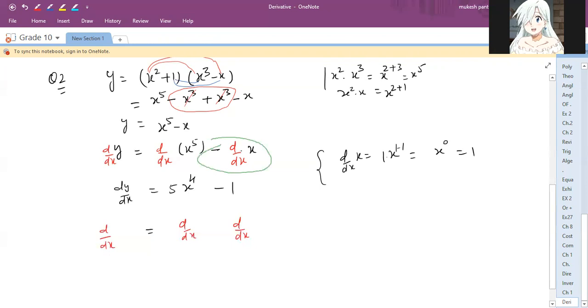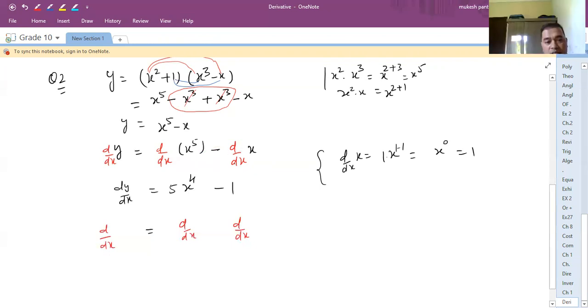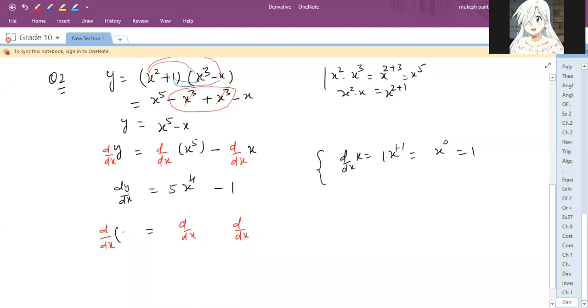No. Write the sign before d over dx. These are operating signs, not individual signs. Always, either plus or minus, whatever is right before the d over dx. Okay. All right, I didn't see the negative. All right, sir. Thank you, sir.